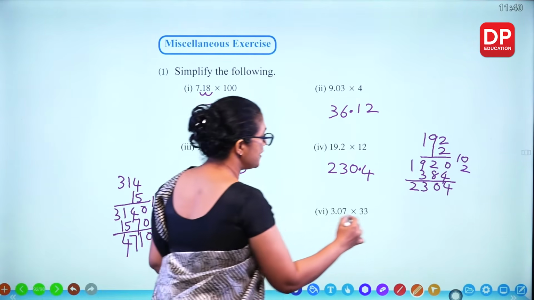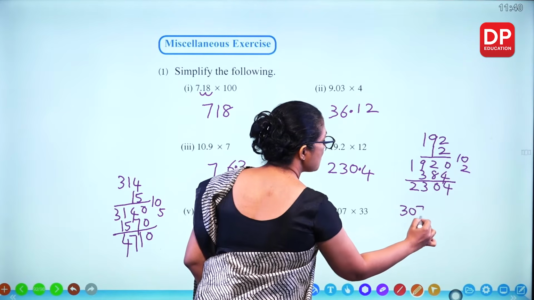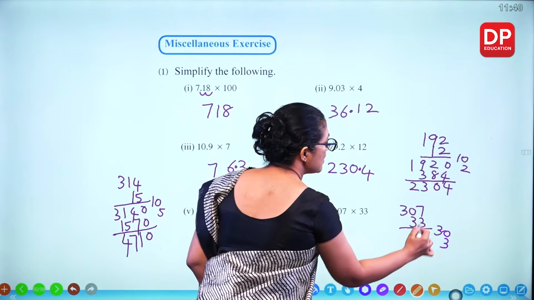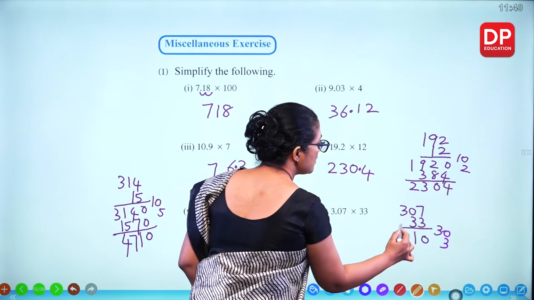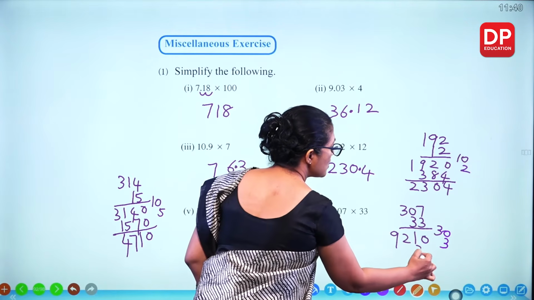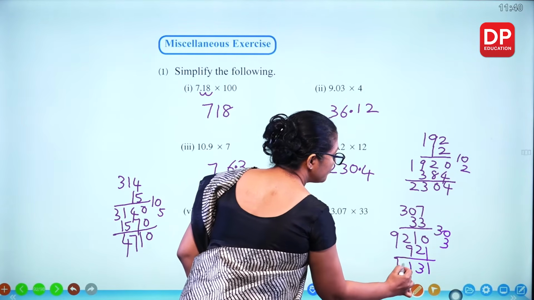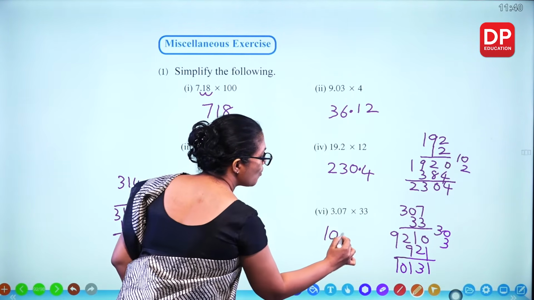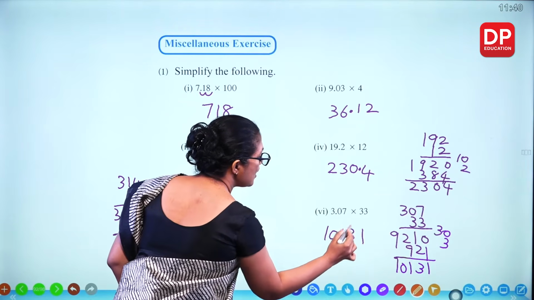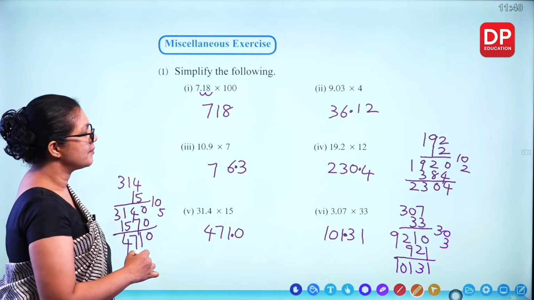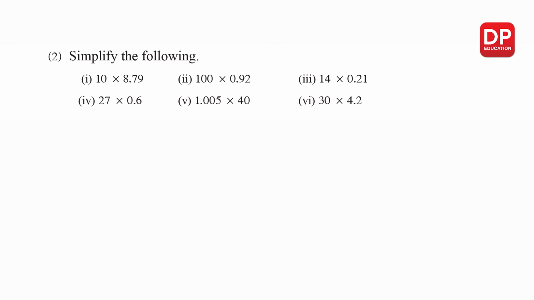Multiply by 33. 307 multiplied by 33, 30 and 3. 21 and 3 times 3, 9. 21 and 9. So when you add it, 10131, keep two decimal places, so 101.31. Question number 2, simplify the following.